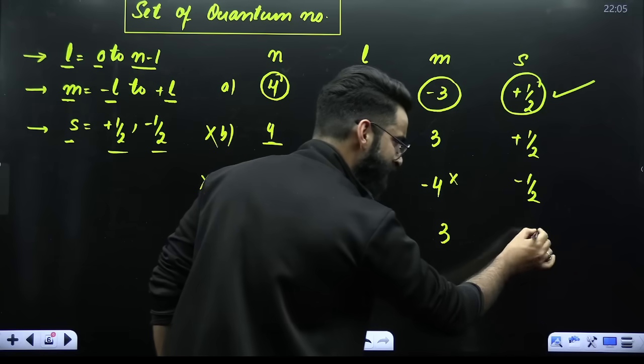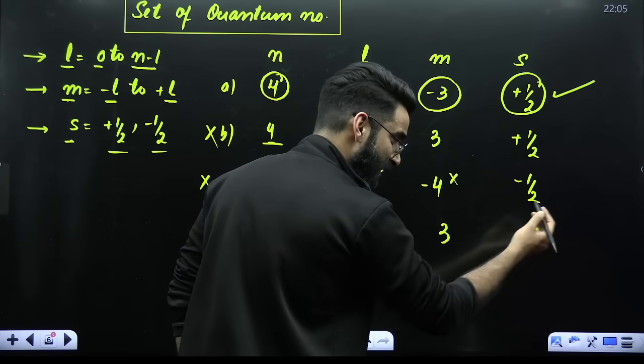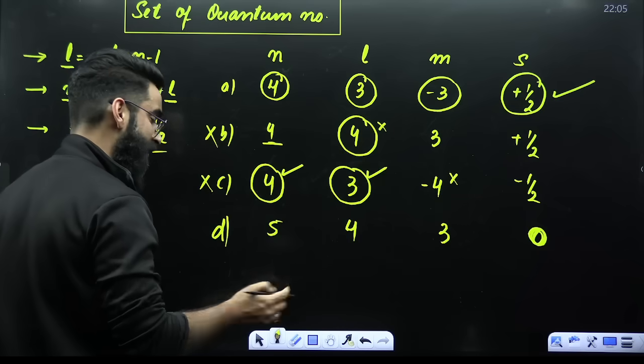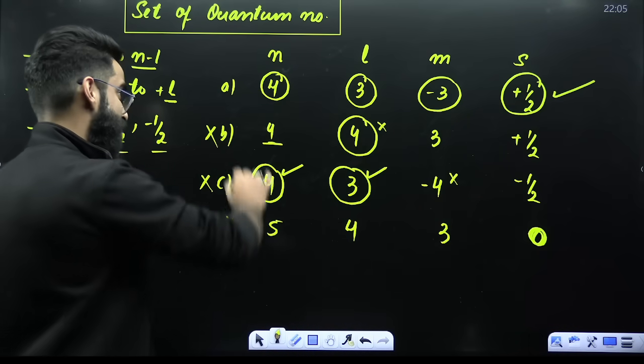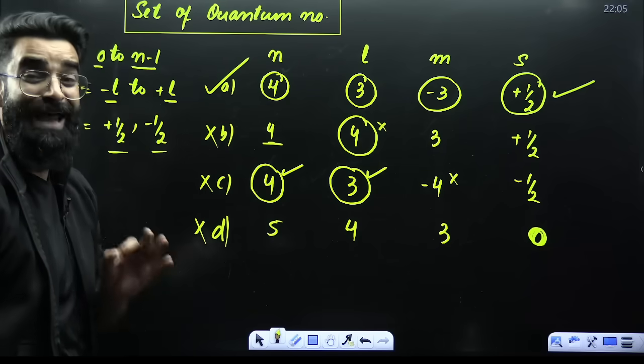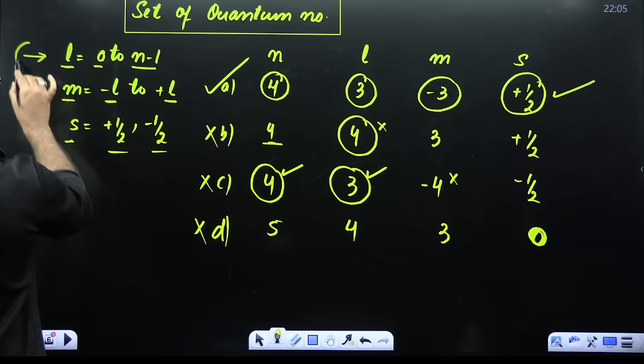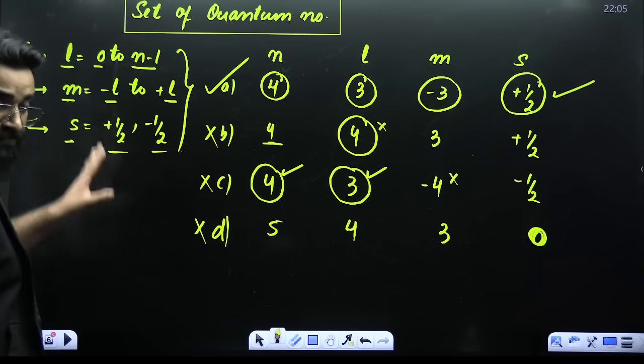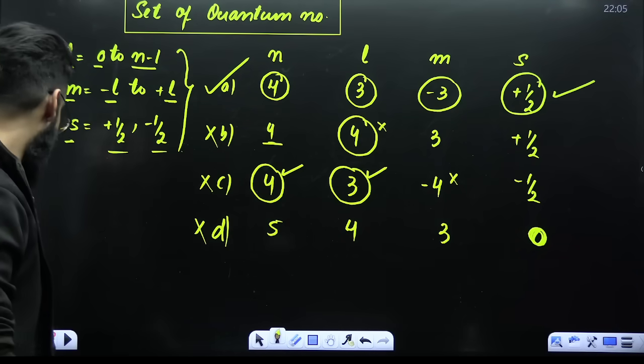Last one, spin quantum number value is coming out to be 0, right? But we know spin always has two values only, either +1/2 or -1/2. So there is only one option that is going to be correct among all. So this is how you are going to tackle this sort of question based on these three things. If you remember these three things, you're sorted over here.